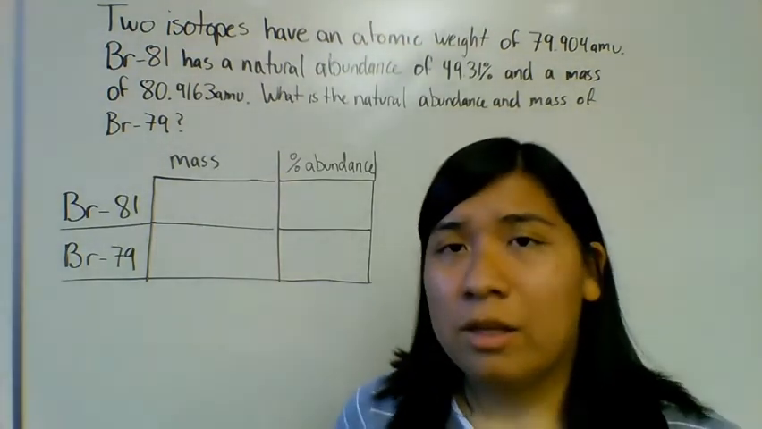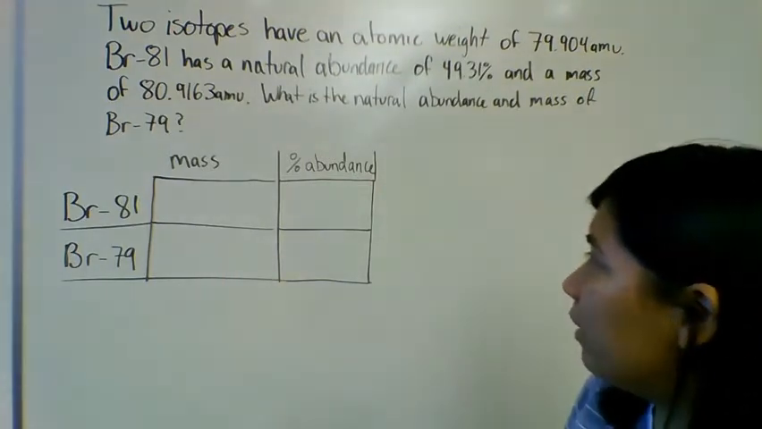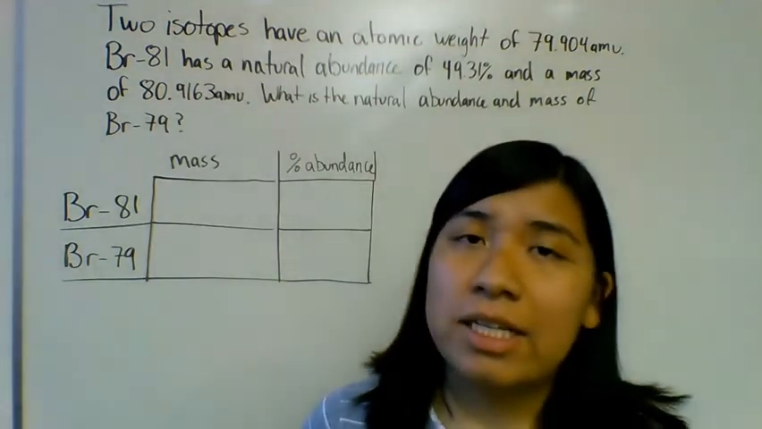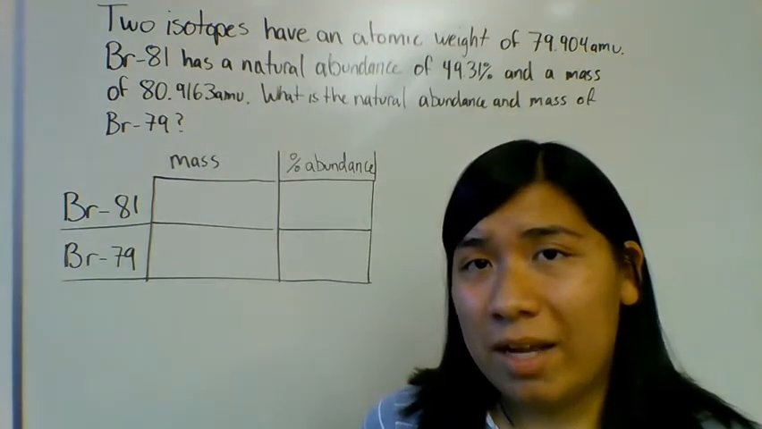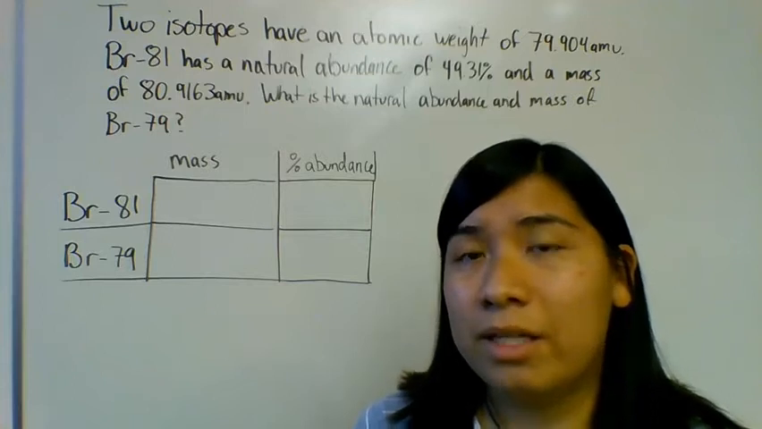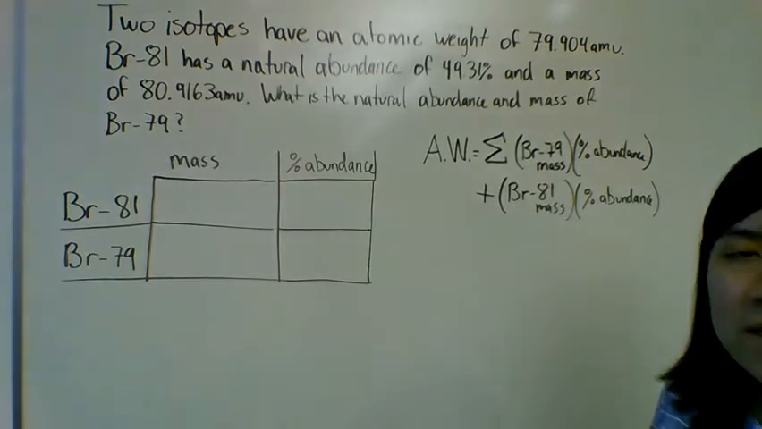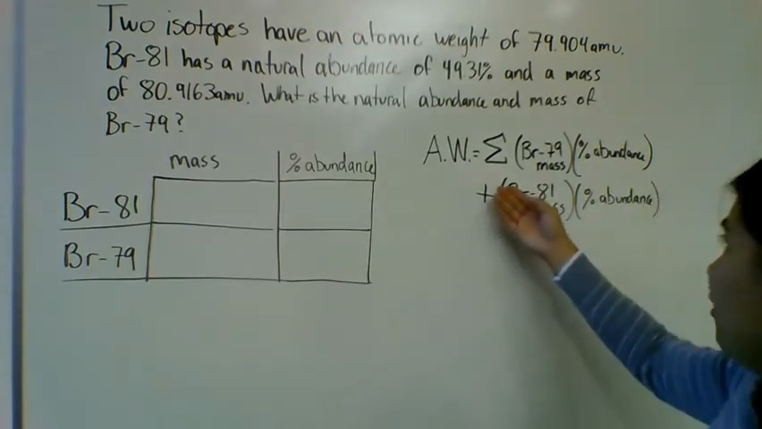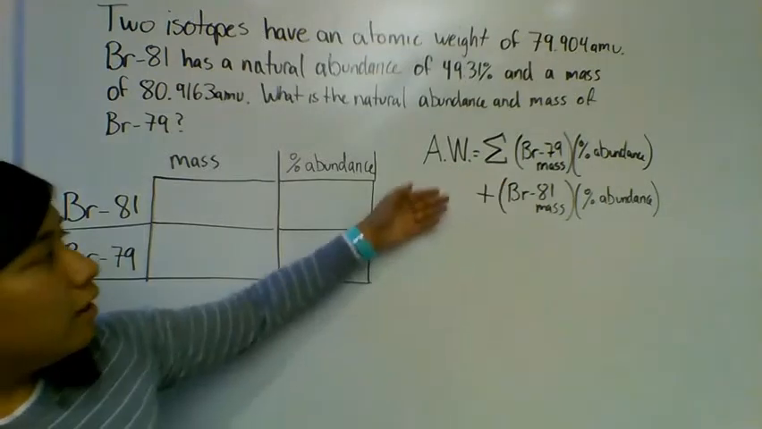The first thing is you want to organize your math. So you need to make a chart, and right here I have it. And the next thing is I want to have all the equations that I know ready. So I'm going to go ahead and write the equation for atomic weight. Alright, so here I have the equation of atomic weight. I abbreviated that as AW.